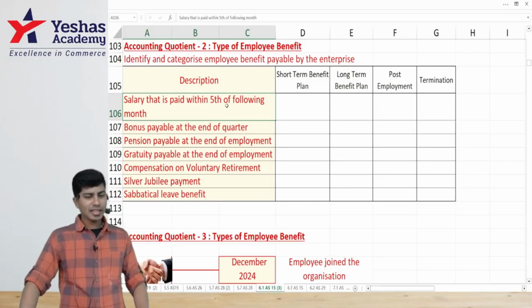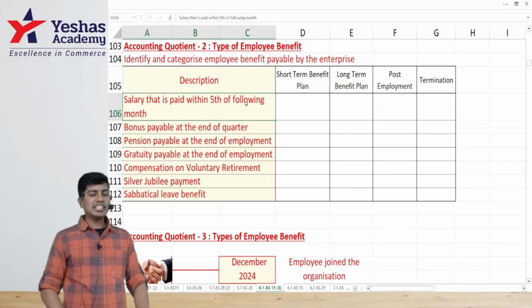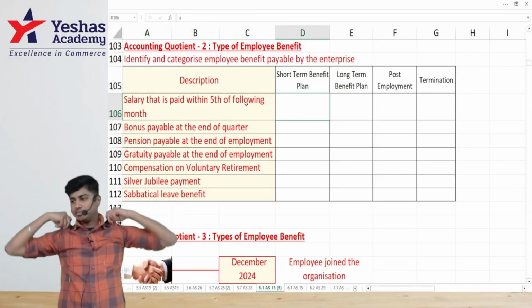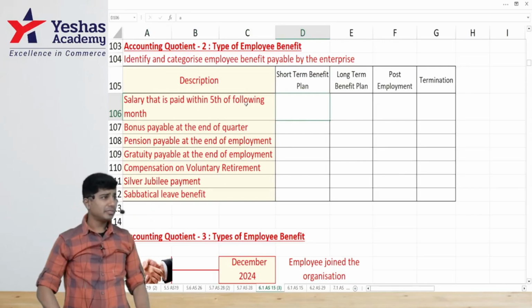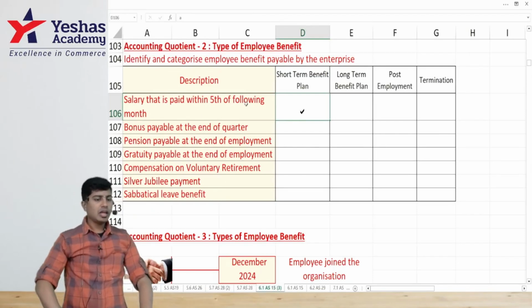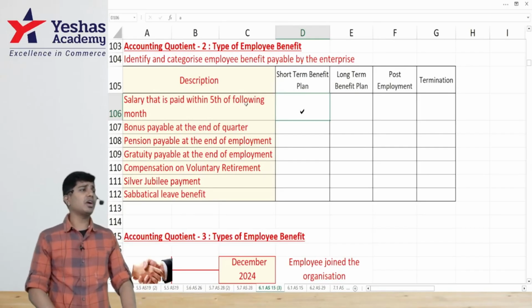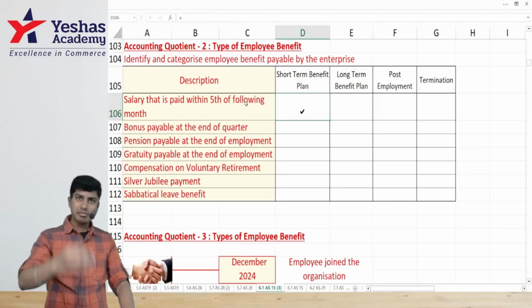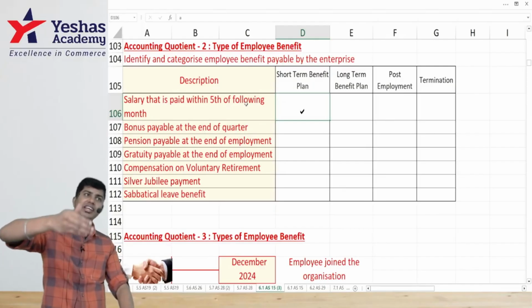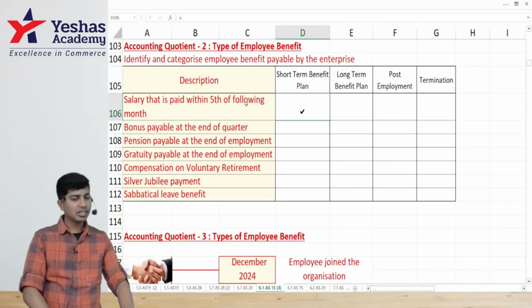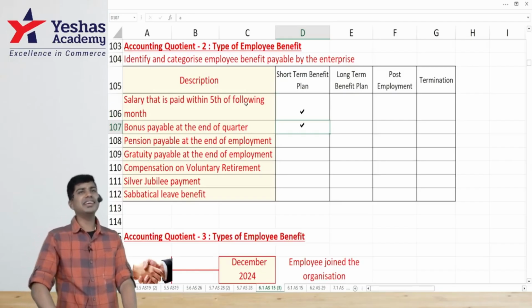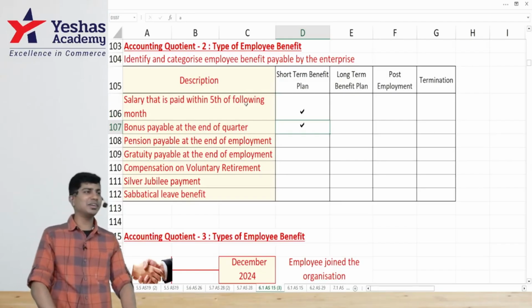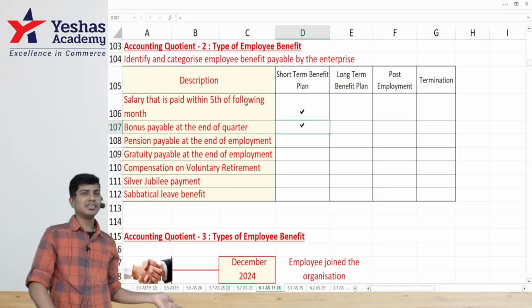See this, salary that is paid within 5th of the next month. Short term? Very good. Bonus payable at the end of the quarter. Within 12 months from the end of the year in which service is taken is short term. Look at the board. Keep your pen down towards the earth. Keep your eyes up towards the board.